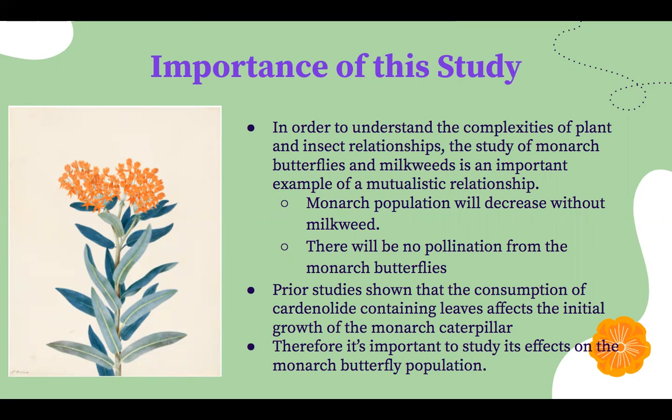Prior studies showed that the consumption of cardenolide-containing leaves affects the initial growth rate of monarch caterpillars. Therefore, it's important to study its effects on the monarch butterfly population.